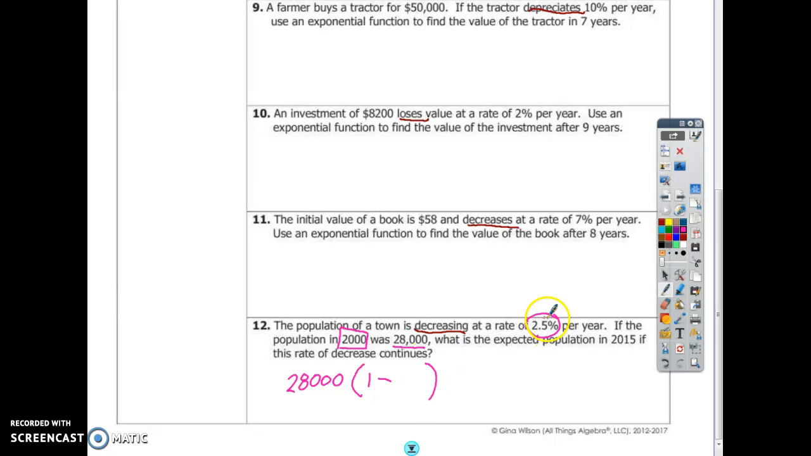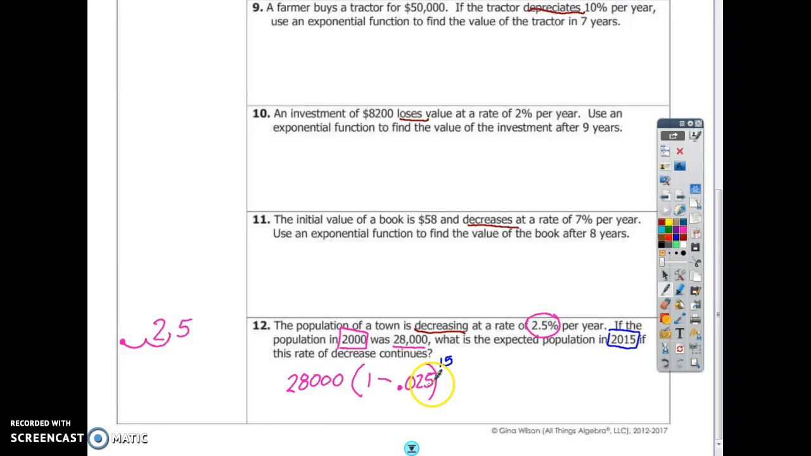I need to change that. I know that's a decimal already, guys, but it says percent, so we still have to move it to the left. So that decimal, let's put it up here. To the left, to the left. So what's my decimal going to be? 0.025. Okay? And I need the years. So we started in 2000. We ended in 2015. How many years later is that? 15 years later. So to the power of 15.